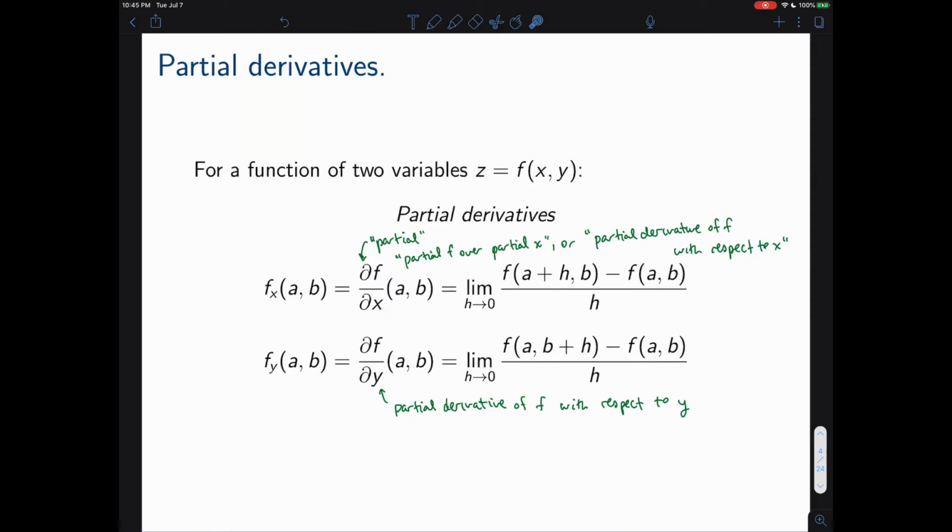So we use this partial symbol. This is very similar to single variable calculus, df dx. But we use the partial symbol because these are partial derivatives. There are other kinds of derivatives that can be discussed later on. So this is a specific thing, and it has its own symbol.